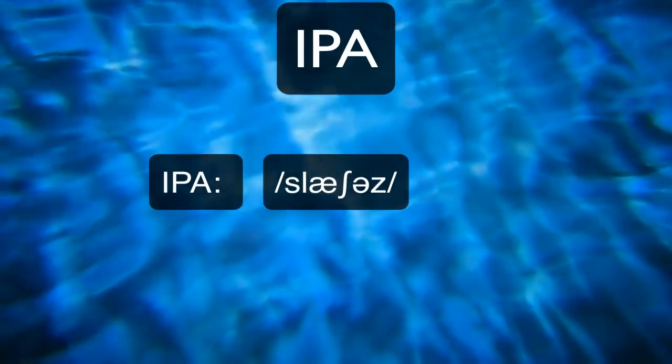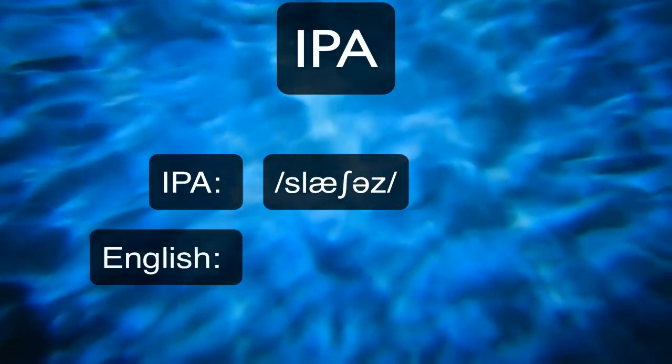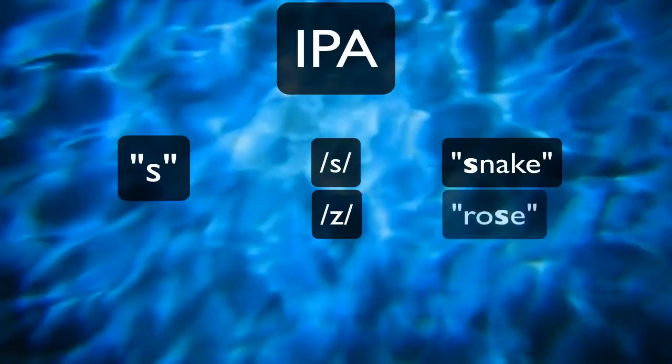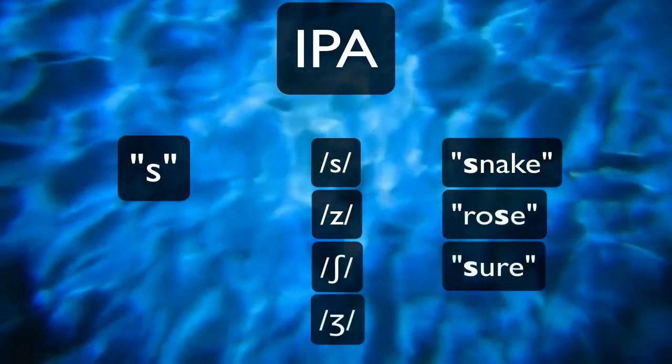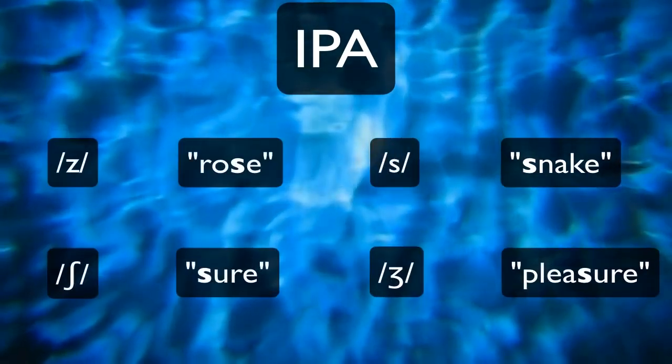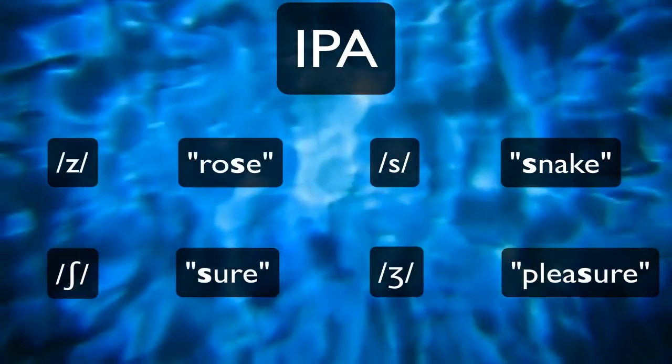Every time I write an IPA, I'm going to surround it with 2 slashes. And every time I refer to letters and words in English as they're spelled, I'll put quotes around them like this. So the letter S can make this sound, S, in IPA. It has the same character, but the letter S can also make a Z sound, like in rose, or Sh as in sure, or J as in pleasure. IPA splits all of these sounds apart and really tells you what you can expect to hear when you see a symbol.